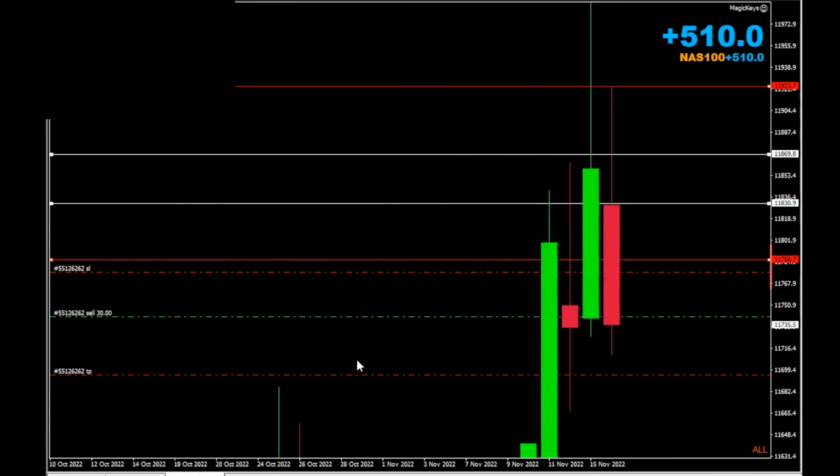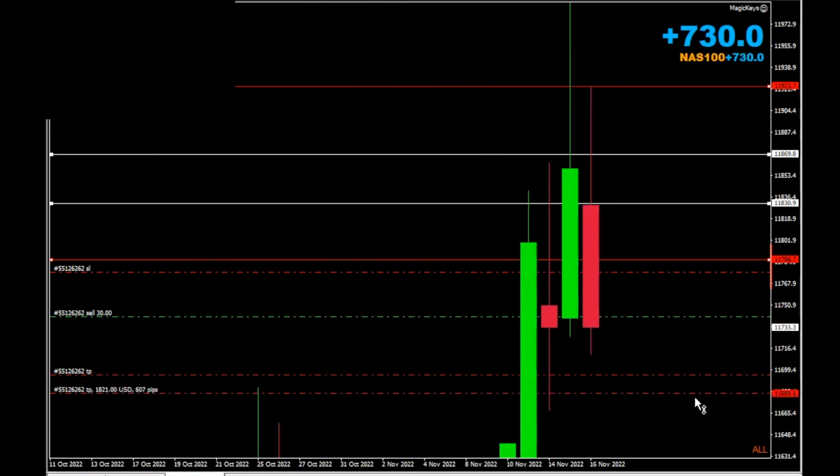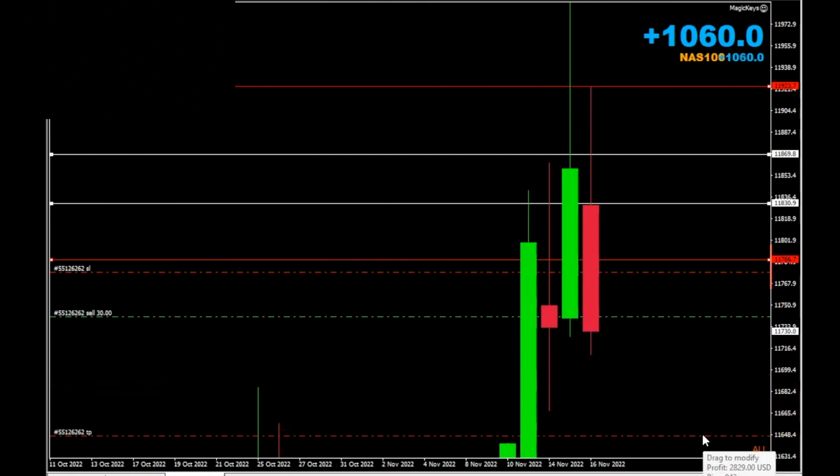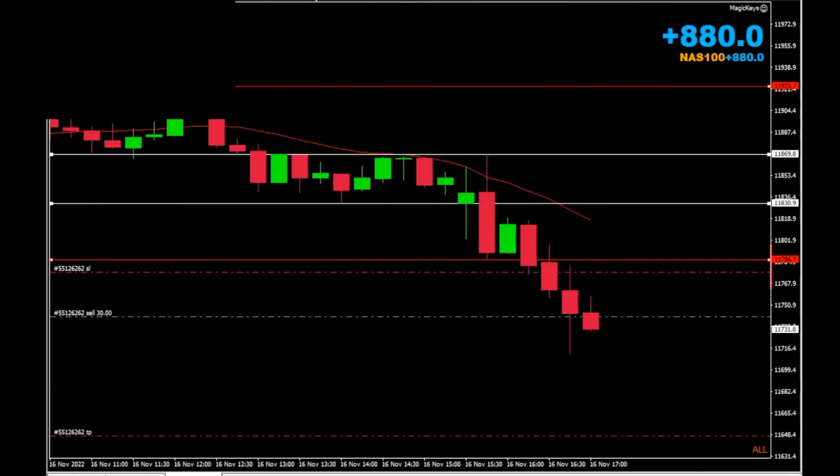Now, I'm looking at the daily and I'm thinking, well, maybe it can come all the way down to that daily structure. So I move my take profit all the way down there, but I'm cognizant of the fact, looking at TradingView, that I may have to take profit a lot sooner than that.